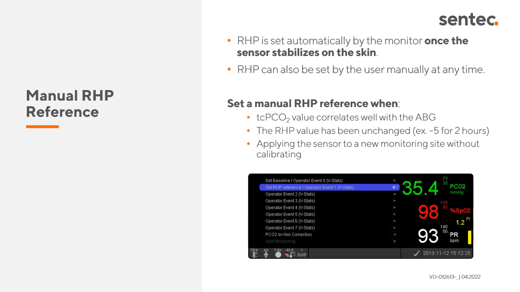To set a manual reference, enter the Quick Access menu by pressing Enter. Then choose the second option, Set RHP Reference, and hit Enter again.